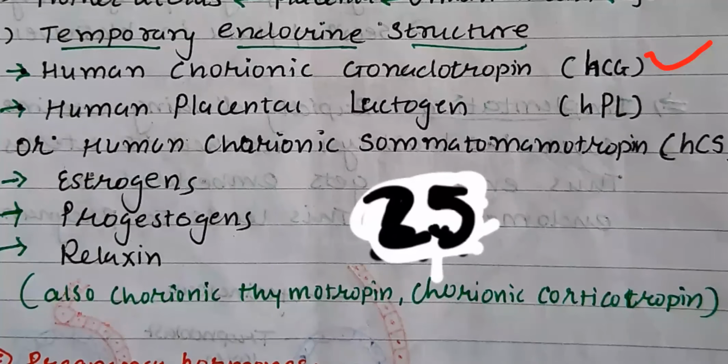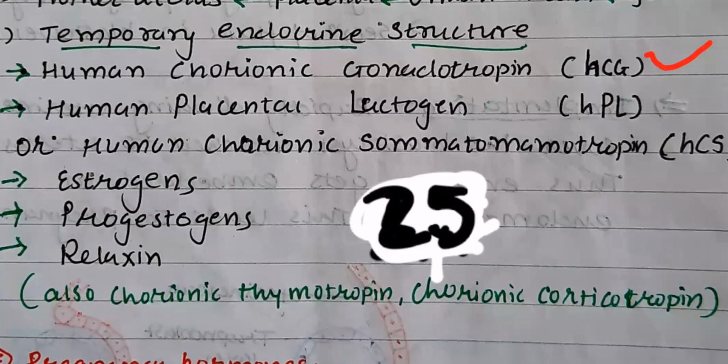Gonadotropin means FSH and LH. They are secreted by the anterior pituitary in a normal condition. But in a pregnant lady, to maintain the level of progesterone, the corpus luteum has to be maintained. To maintain the corpus luteum, high levels of LH and FSH are needed.